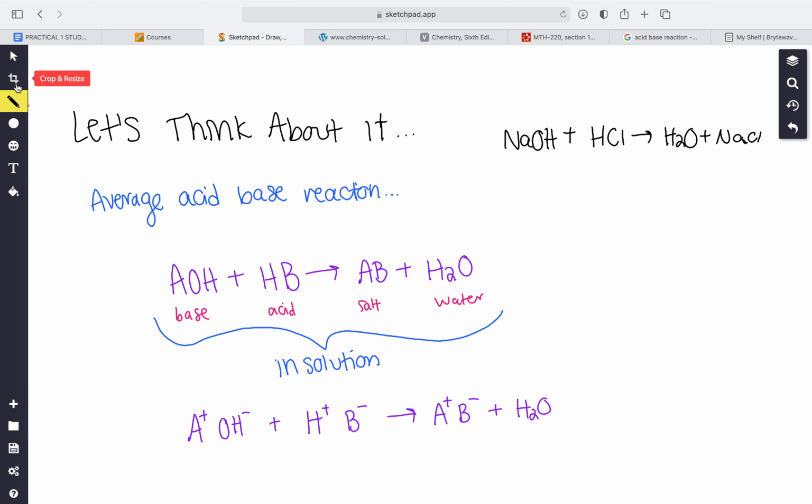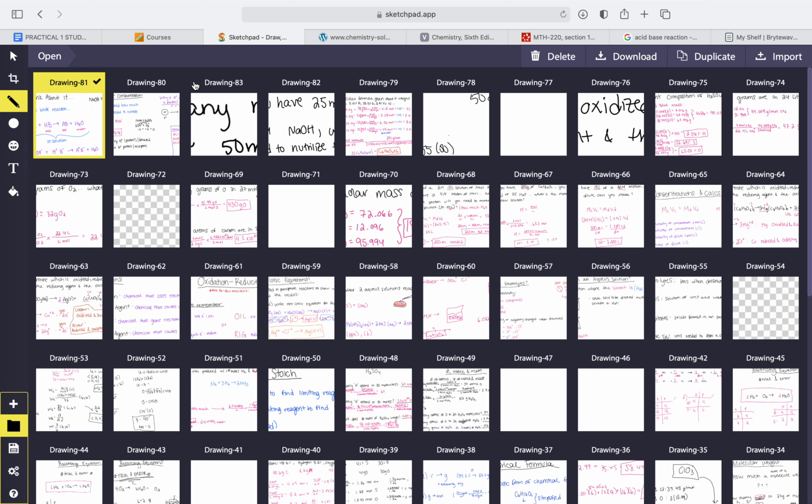There might be a problem on the test regarding that. Again, I don't know how the tests are. I don't make the test. But if there's a problem on there asking about the reactions of bases, then you'll know that.